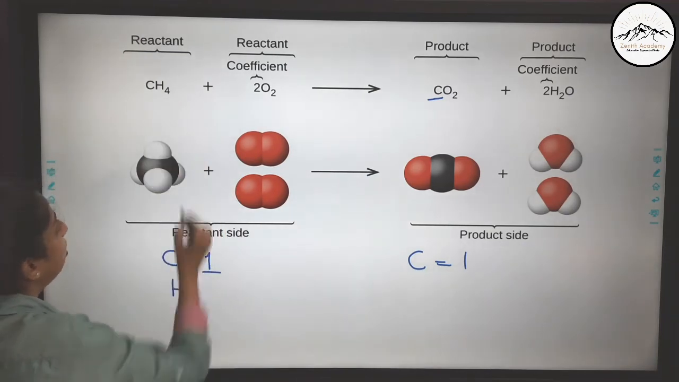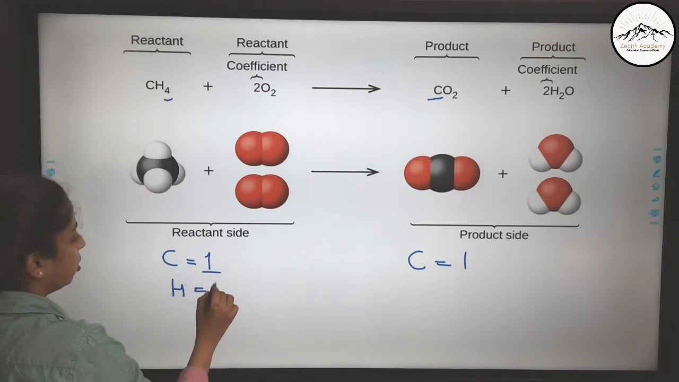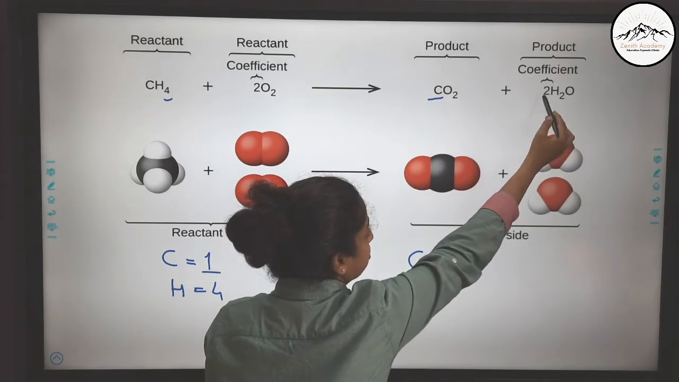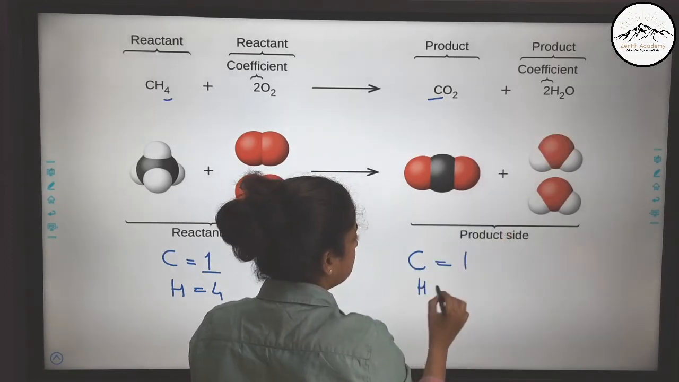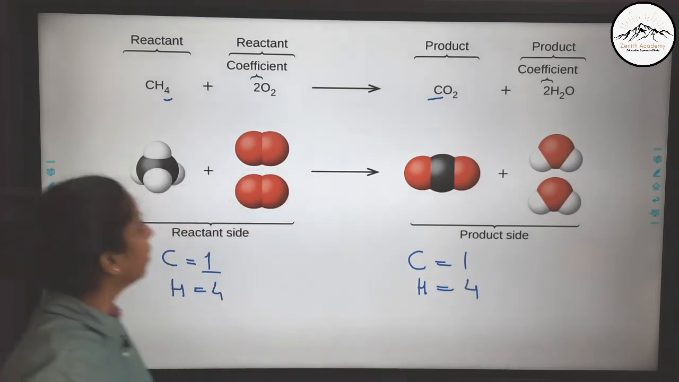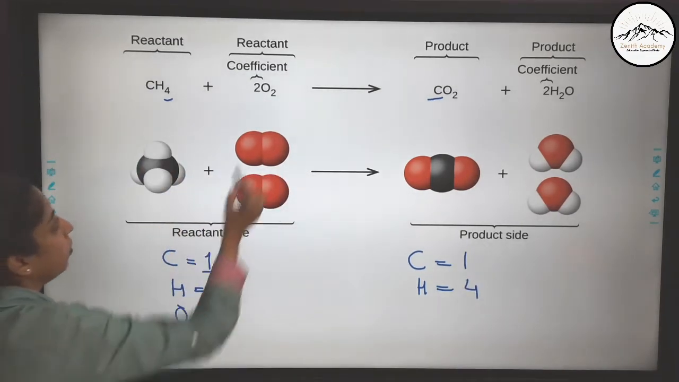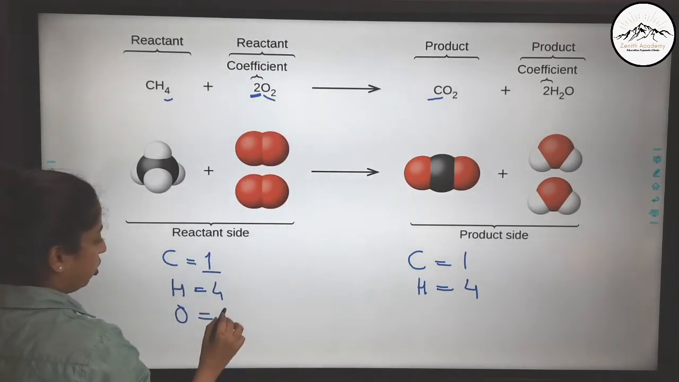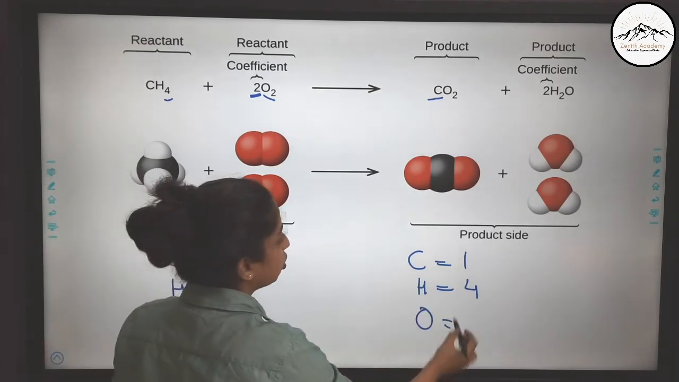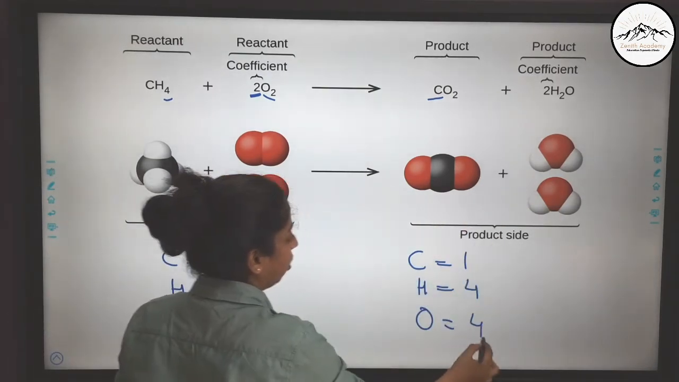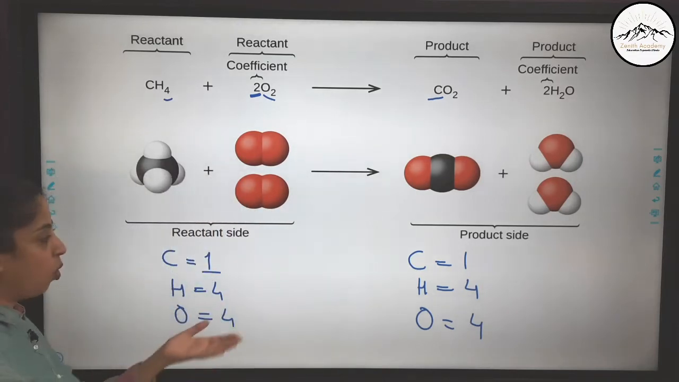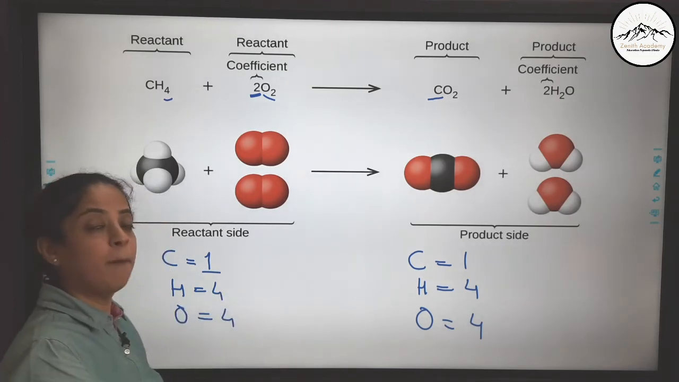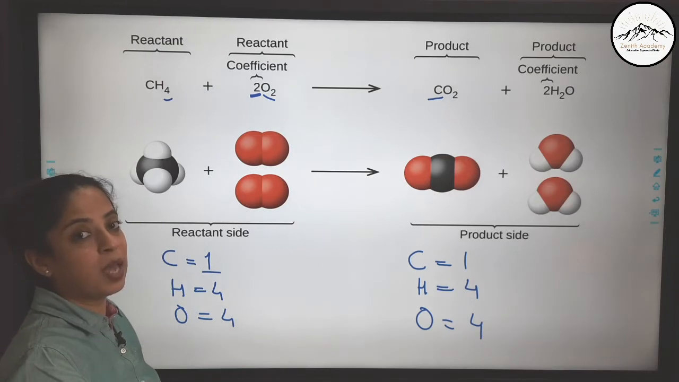Hydrogen, if I see here, there are four hydrogen here. So hydrogen is 4. There is no hydrogen here. Now here if you see, there are two water molecules. So 2H2O. So hydrogen is 2 into 2, which is 4. Here if you see oxygen, two oxygen atoms and there are two molecules, so 4. So oxygen is 4. Here also if you see oxygen, 1, 2, 3, 4. So it is 4. So the number of atoms on the left hand side is equal to the number of atoms on the right hand side. Such a reaction is known as a balanced chemical reaction or balanced symbol equation.